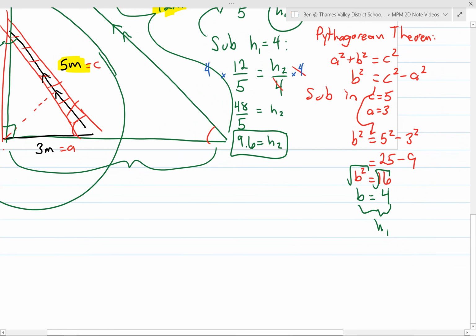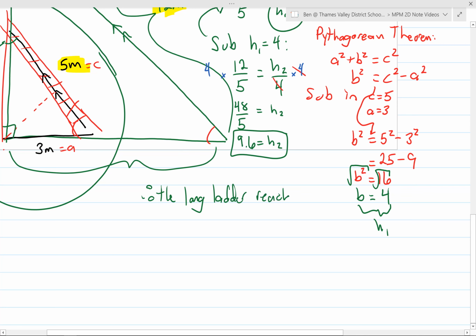That's what we need. So therefore, the long ladder reaches 9.6 meters up the wall.